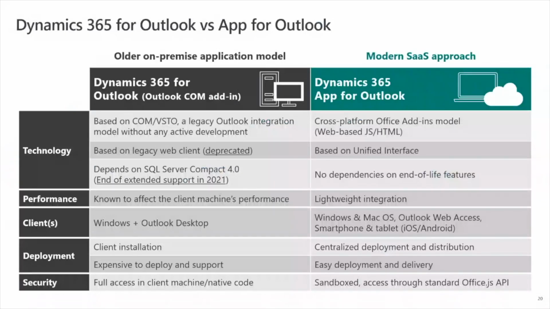Now, in terms of technologies that were used to create those two Outlook integrations, the Outlook add-in was based on VSTO technology. So it's a legacy Outlook integration model without any active development. On the other hand, the app for Outlook is a cross-platform Office add-in model, and it's web-based. The Outlook add-in also has a dependency on the legacy web client, which is deprecated and will stop working after December 1st, 2020, whereas the app for Outlook uses the unified interface to render records. The add-in depends on SQL Server Compact 4.0, which has an end of extended support next year, while the app for Outlook doesn't have dependencies on end-of-life features.